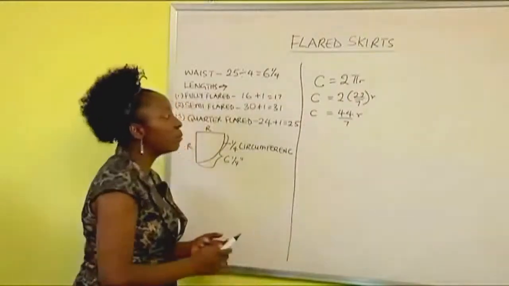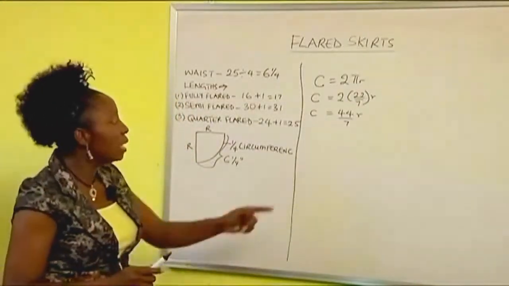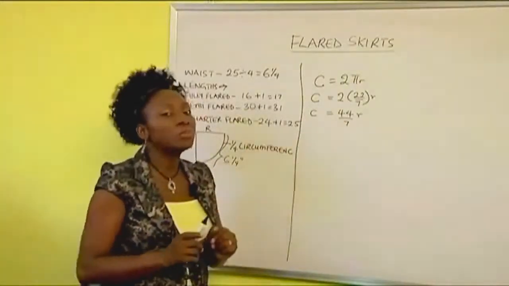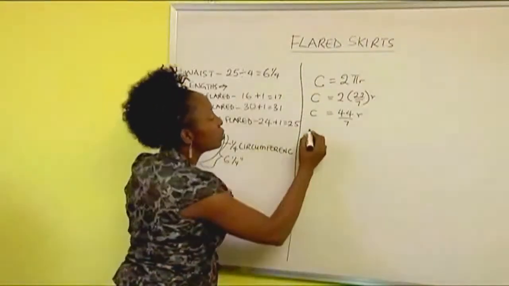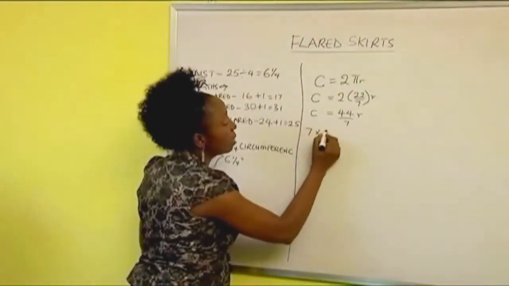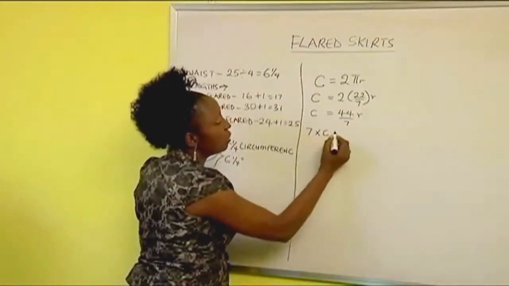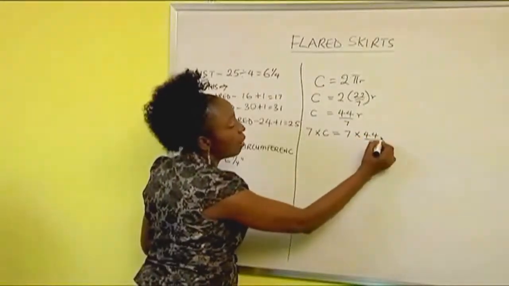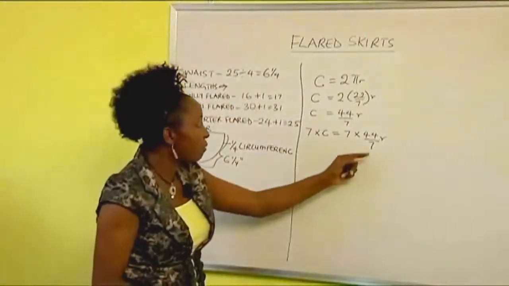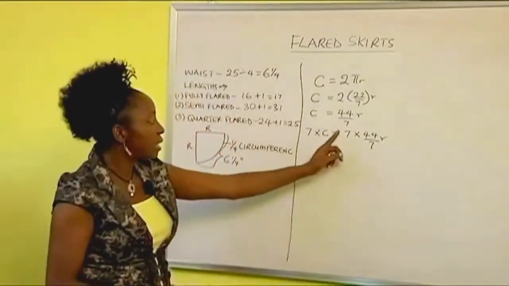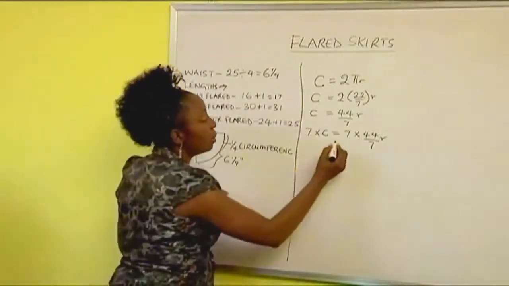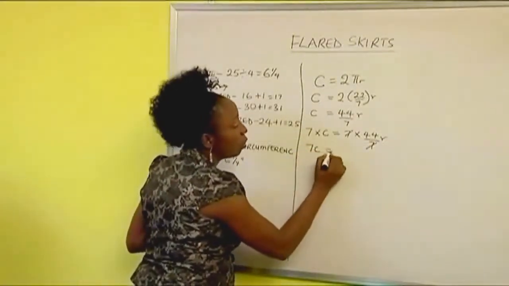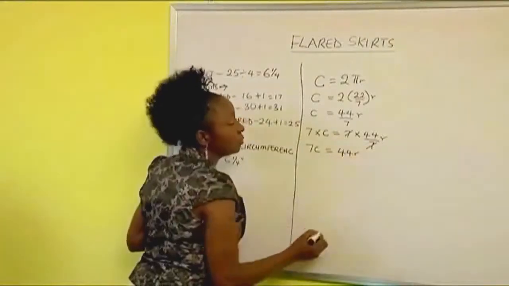Now, after I've done this, I'm going to multiply both sides by 7, because I'm trying to see how I'm going to make r the subject of the formula. So I'll take my 7, I multiply by C, and that will give me 7 times 44/7r. In mathematics, once you have this, you know 7 will cross 7 out, so you cross those out. So when you cross that out, what you're left with is 7C equals 44r.